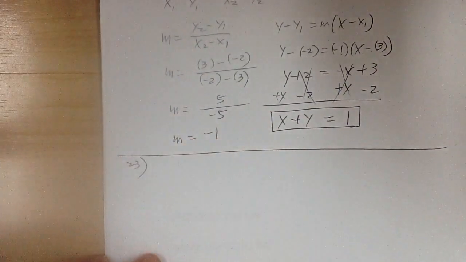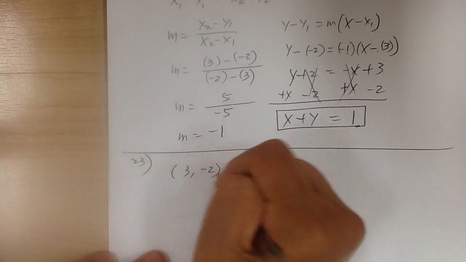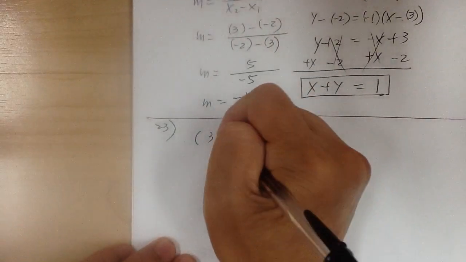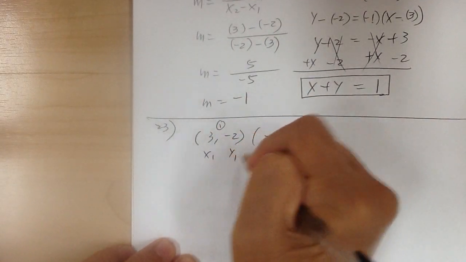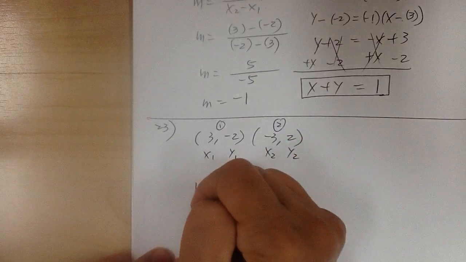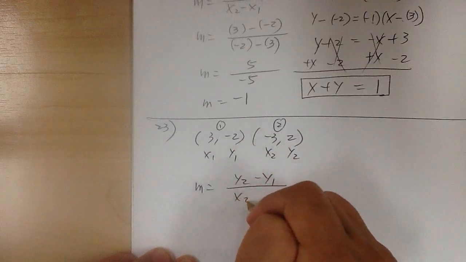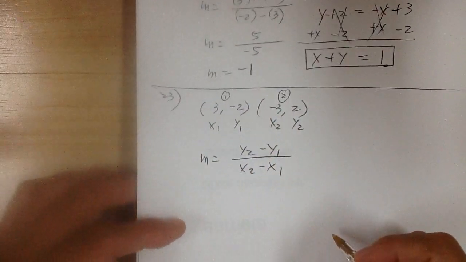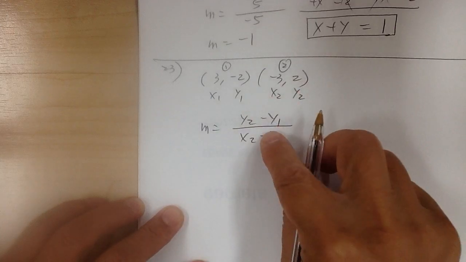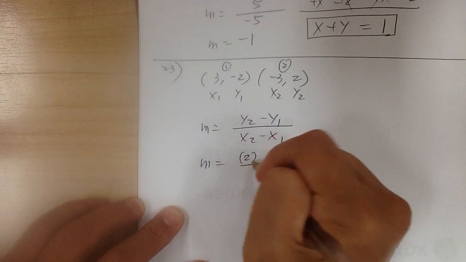Okay, 23. So you got 2 points, 3, negative 2, negative 3, 2. Okay, so again, this is your point 1, so that's your x1, y1, that's your point 2, so it'll be x2, y2, right? So for the slope, y2 minus y1 over x2 minus x1. Okay. Again, it's always a good idea to write down the formula. That way you can visualize. That way you can see where everything goes. So y2 is the 2.